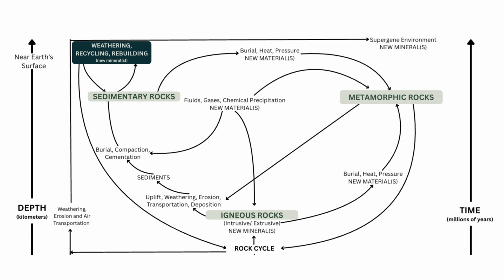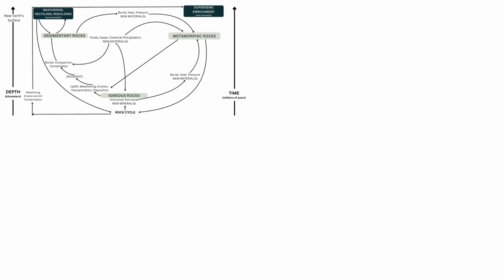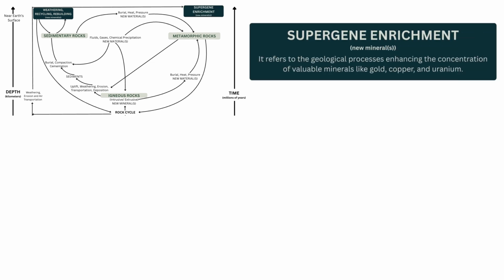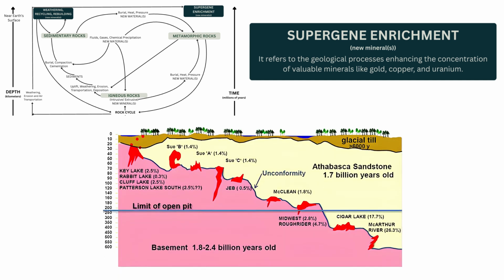In fact, at any part in the rock cycle, weathering, erosion, water, and air transportation can lead to supergene enrichment, which results in new minerals. This refers to geological processes enhancing the concentration of valuable minerals like gold, copper, and uranium. The figure shows a classic example from the Athabasca Basin in Saskatchewan, where groundwater movement has concentrated uranium to levels up to 100 times higher than anywhere else on Earth.